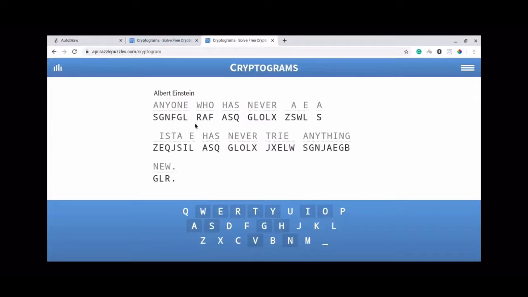And so anyone who has never, blank, A, blank, has never tried anything. And so you have 2 words left. Anyone who has never, blank, A blank, has never tried anything new. And, I mean, that seems like Albert Einstein. I want you to guess this letter. Pause the video if you need to. If you already see it, well, that's how easy Aristocrats is.